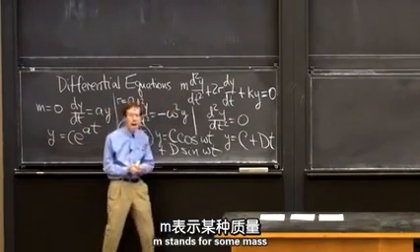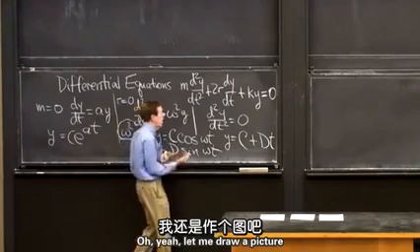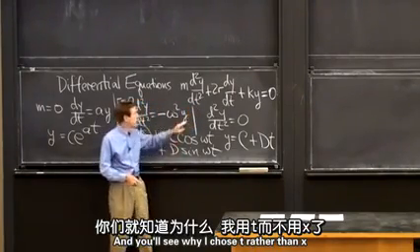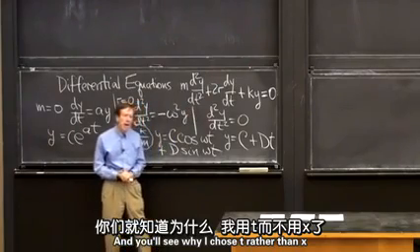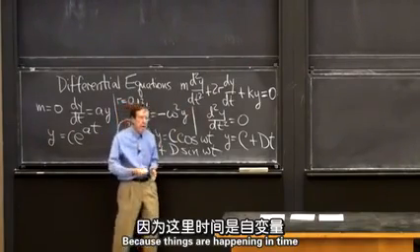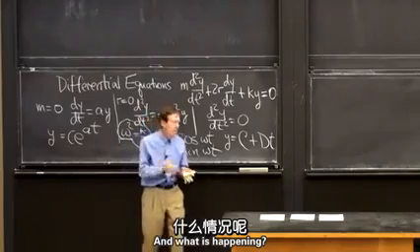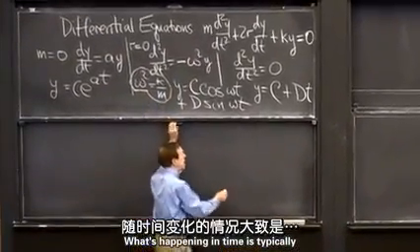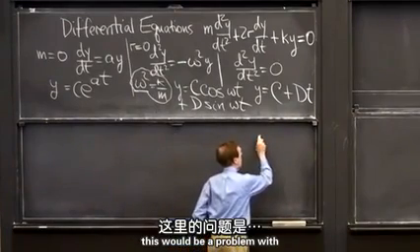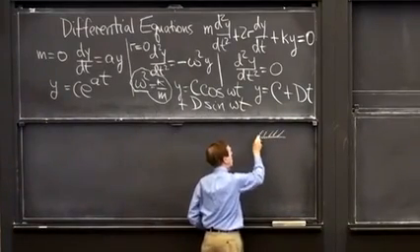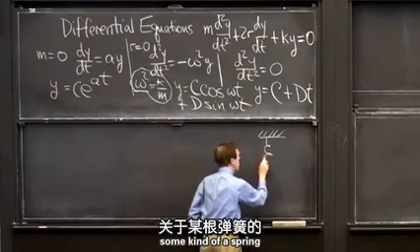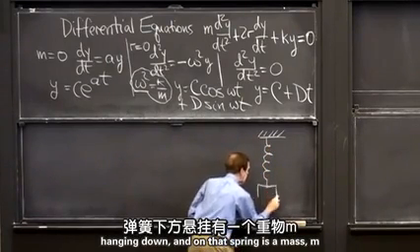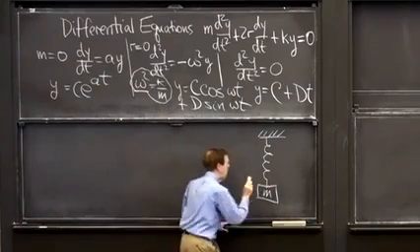M stands for some mass. Oh yeah, let me draw a picture, and you'll see why I chose t rather than x, because things are happening in time. And what is happening? Let me show you. What's happening in time is typically a problem with some kind of a spring hanging down, and on that spring is a mass, m.